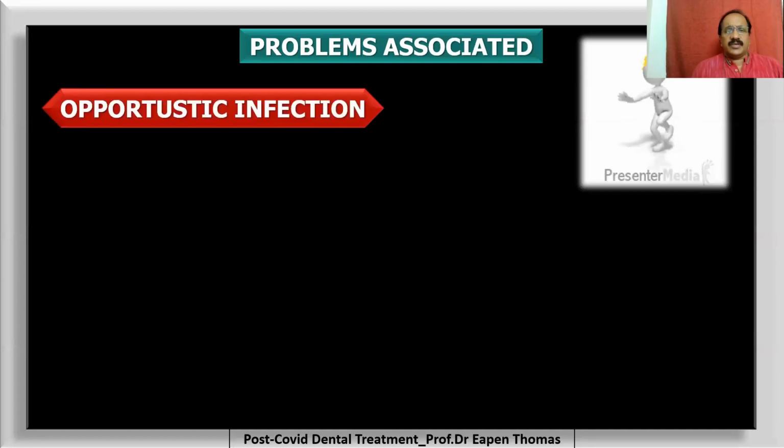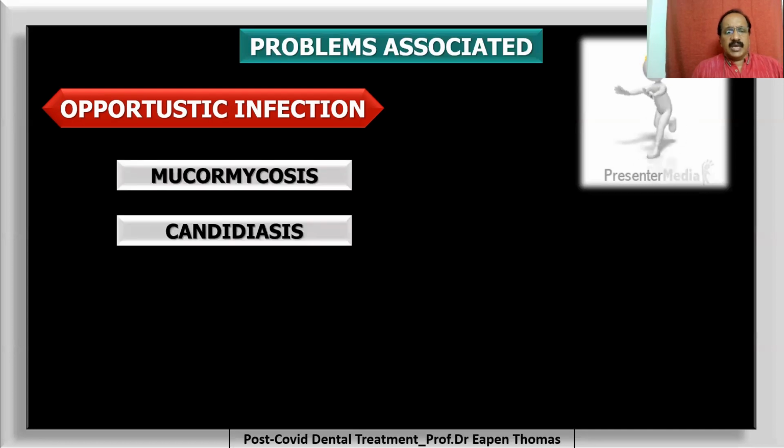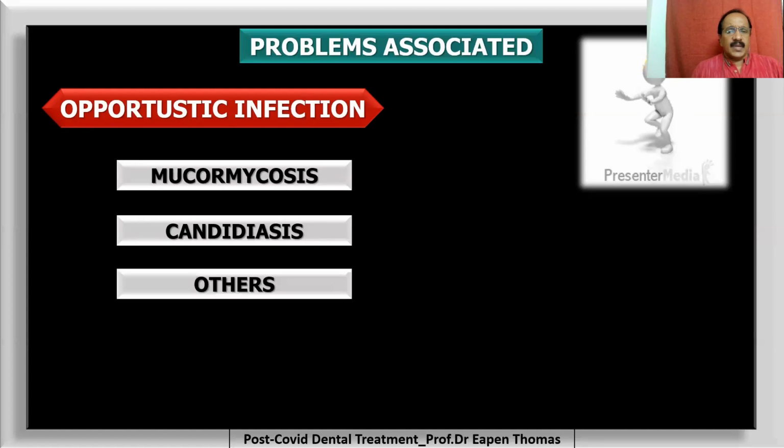Then opportunistic infection is yet another problem associated. Right now, we've seen an increase in the incidence of mucormycosis, and even opportunistic infections like candidiasis. Candidiasis is not at all threatening, but mucormycosis has been a really destructive, dreadful fungal infection, which has been reported with so many incidences across the country, and other opportunistic problems also should be thought about.